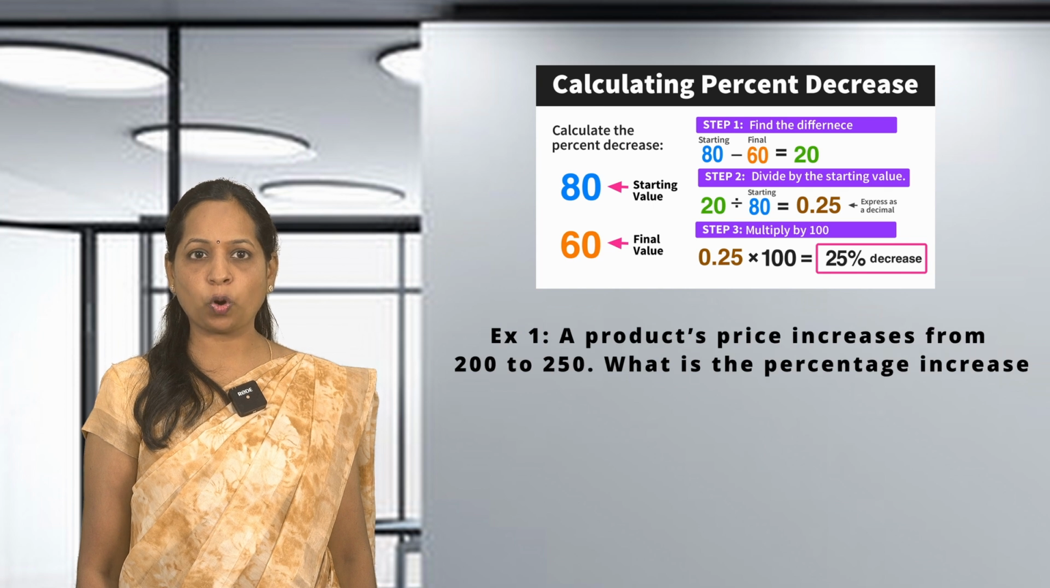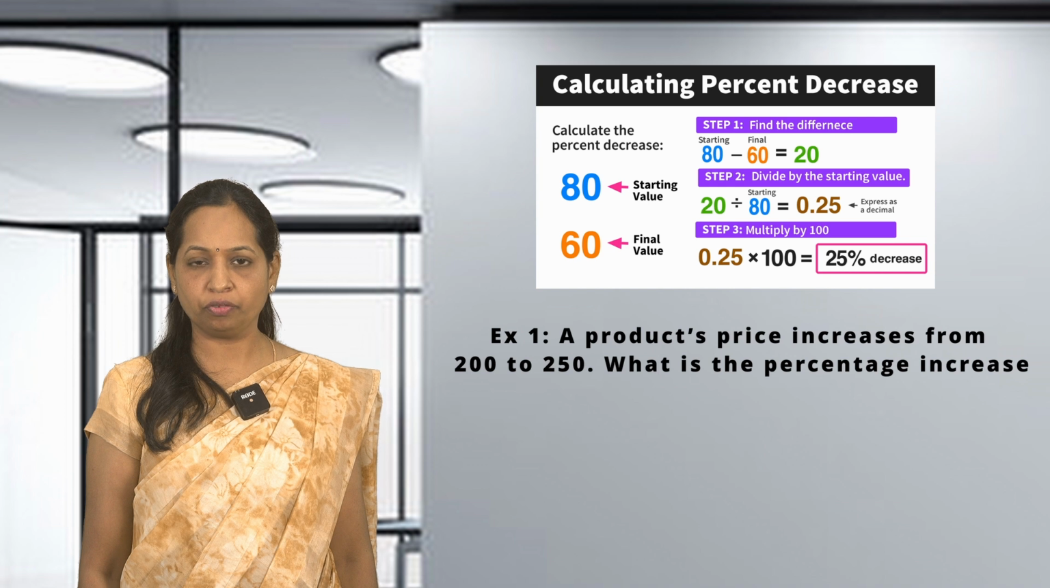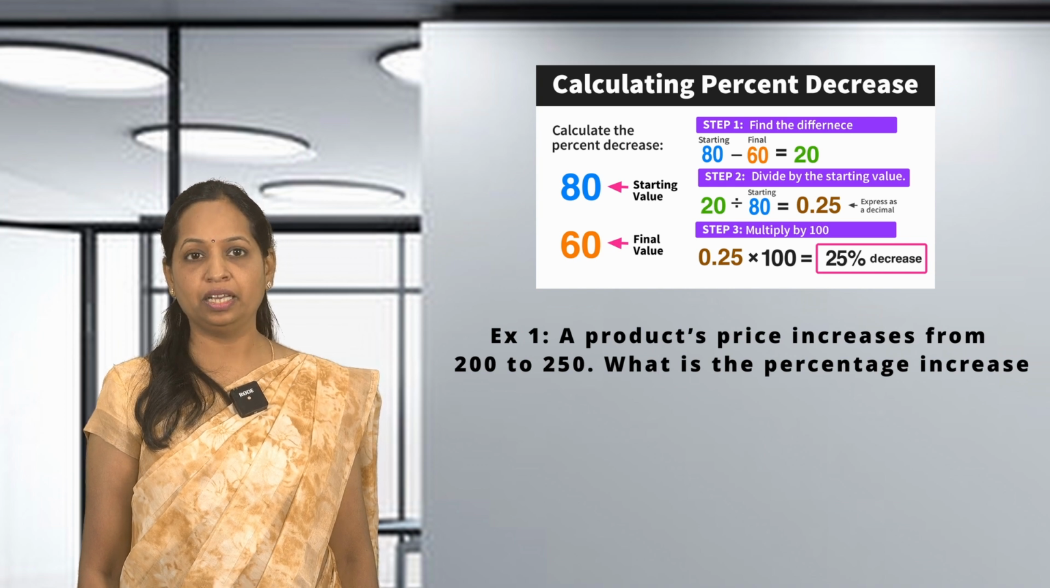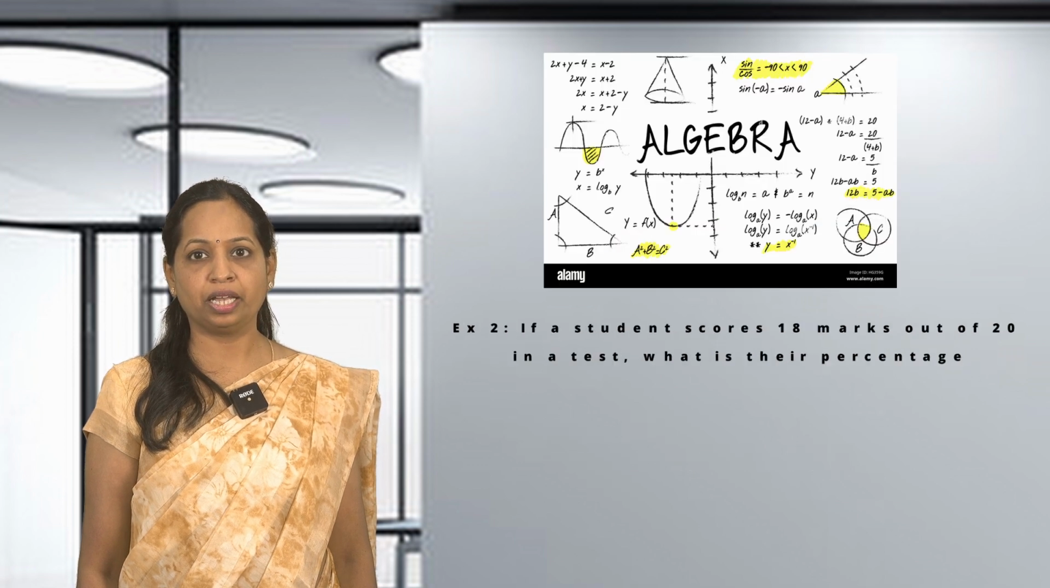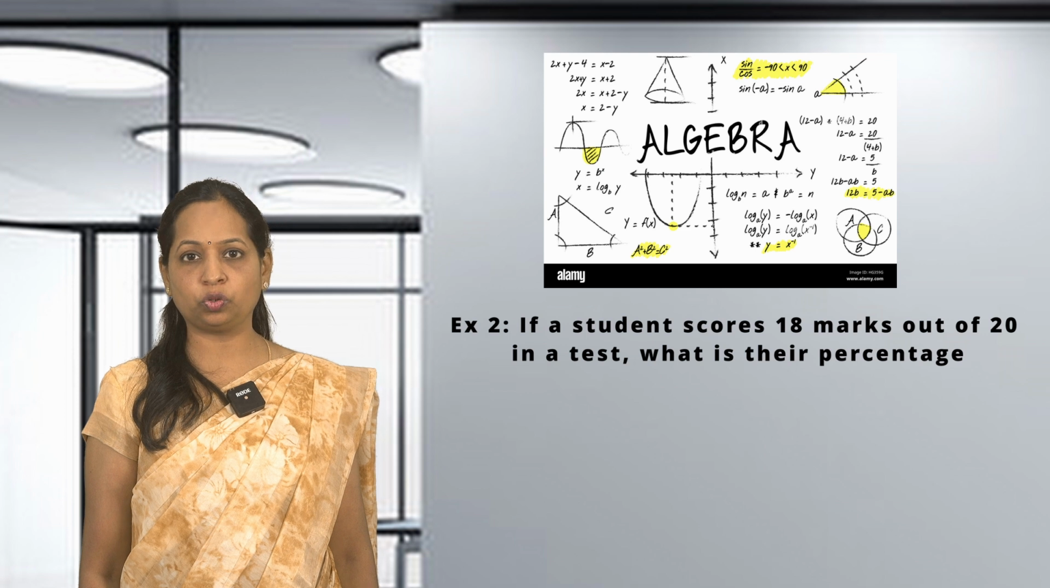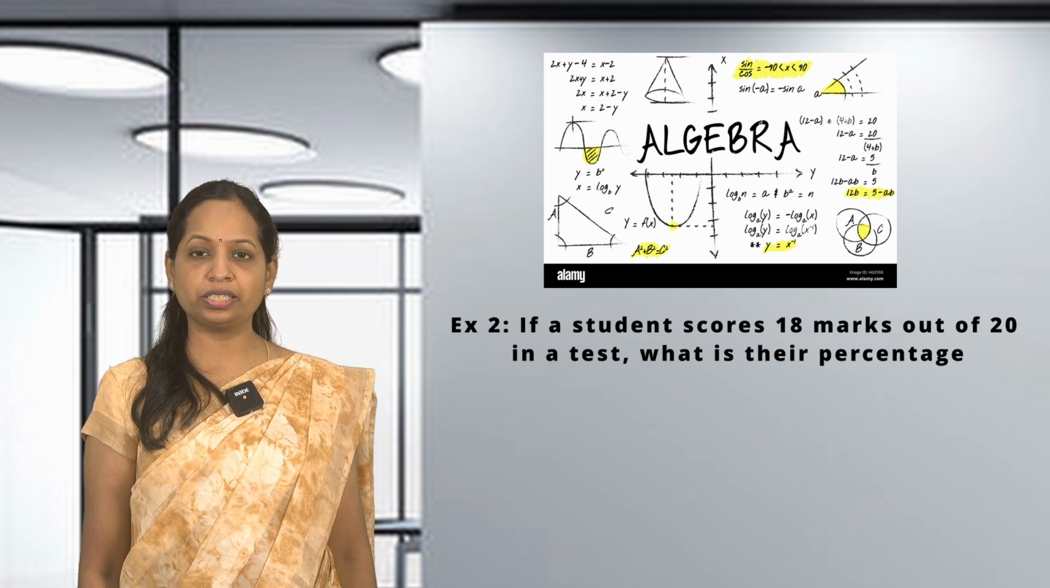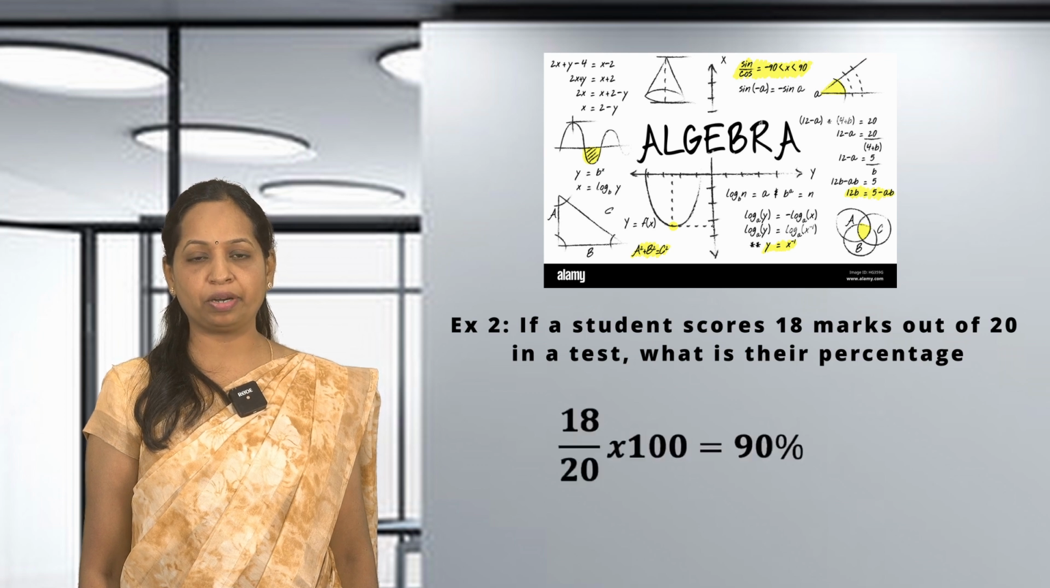Example 2. A product price increases from 200 to 250. What is the percentage increase? 250 minus 200 is 50. 50 by 200 into 100 is 25%. If a student scores 18 marks out of 20 in a test, what is the percentage? 18 divided by 20 into 100. So that is equal to 90%.